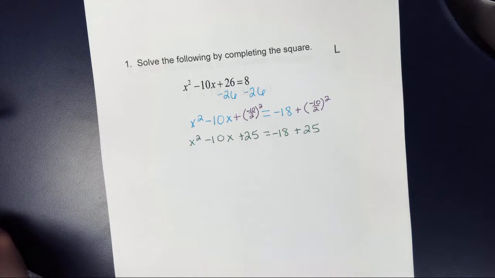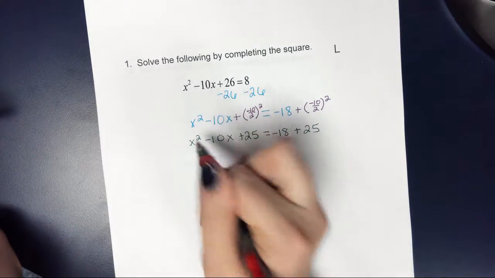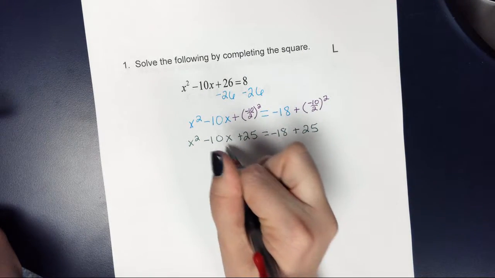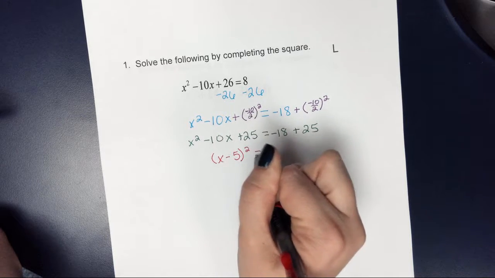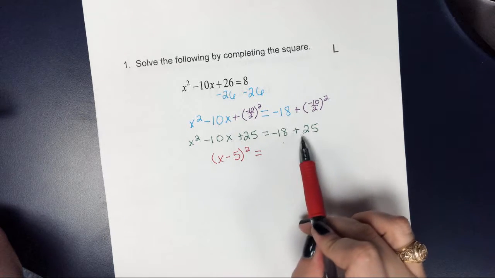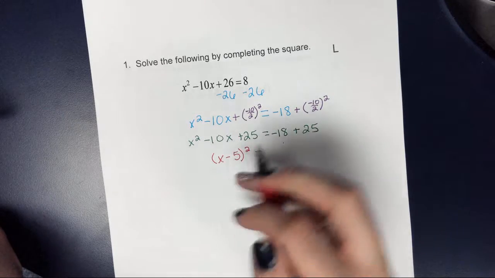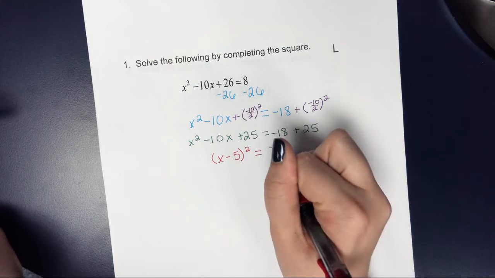So from here now I'm going to use that shortcut that I showed you when we're factoring a perfect square. Remember, you're going to take the x, just a single x, and then half of your b term, so x minus 5 squared, and that is going to be equal to negative 18 plus 25. So negative 18 plus 25 is 7.